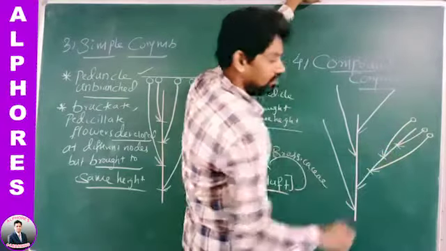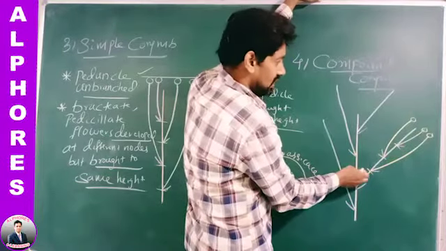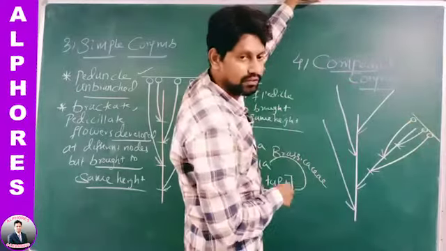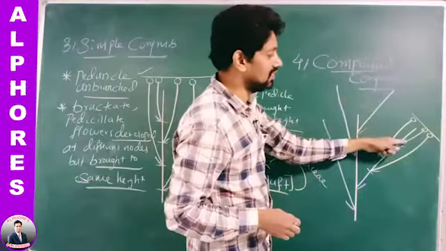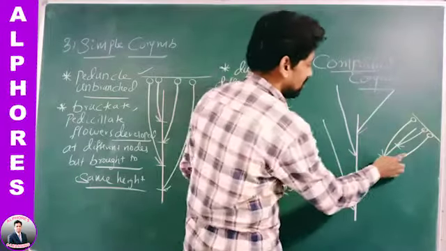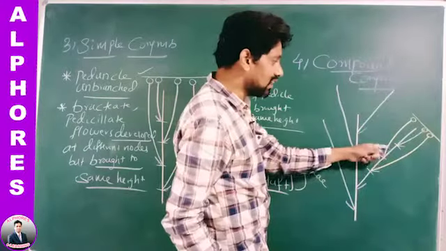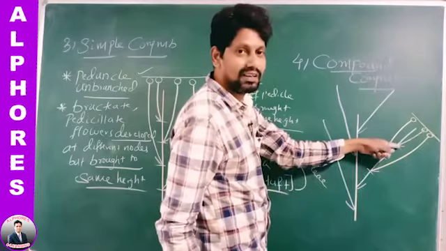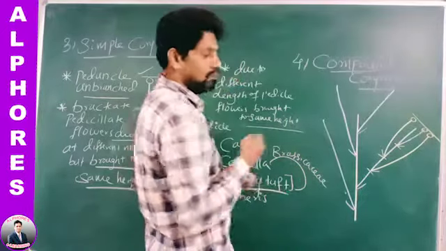Even though these flowers are developed at different nodes, they are brought to same height due to the presence of different lengths of pedicel. See here, this is the length of the pedicel here, but here this is the length of the pedicel. Therefore, as the length of pedicel is different, even though flowers developed at different nodes, they are brought to same height.